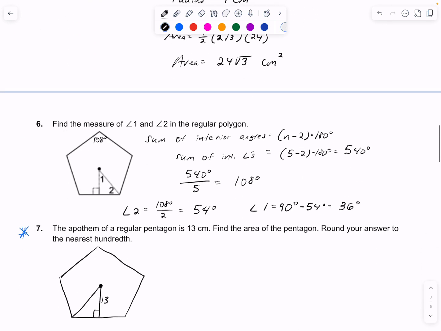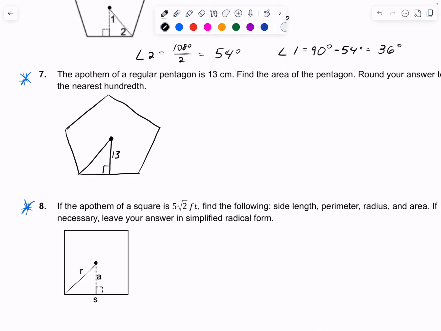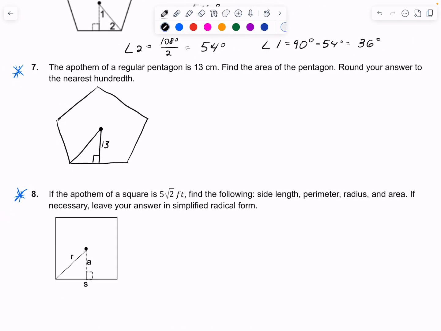Let's do 2 more. We're going to do 7 and 8, using 2 different shapes. The next one up is a regular pentagon. I went ahead and did my best to draw it. Obviously, it's not my best drawing, but again, all the sides are the same, all the angles are the same, and they're telling us that the apothem, which I drew here, is 13 centimeters.